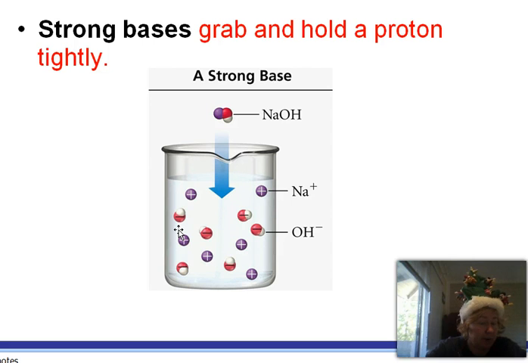Strong bases grab and hold on to the proton tightly. They're like, proton, it's mine. Don't touch it. So it's harder to get it back. In a reversible reaction, you're going to try and get that hydrogen ion back from a strong base. Good luck. But if a weak base has it, it's like, you can have it. I don't really want it anyway. Do you see the difference? So as we do different reactions, you'll see the difference between a strong base and a strong acid and a weak base.